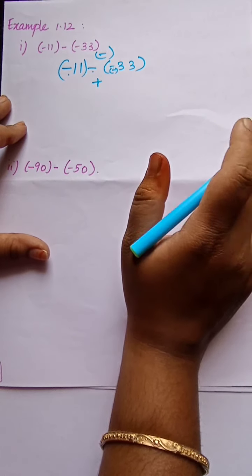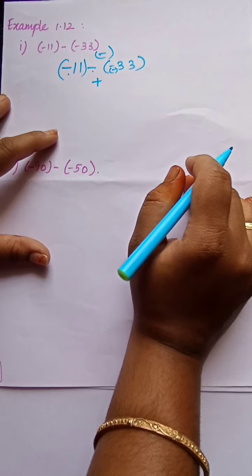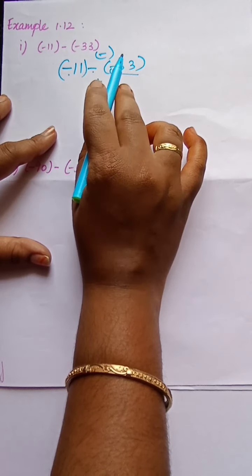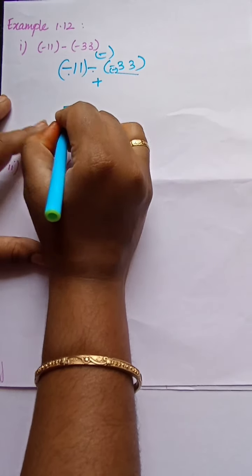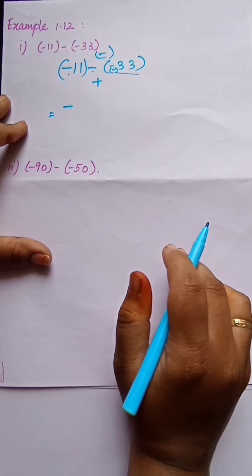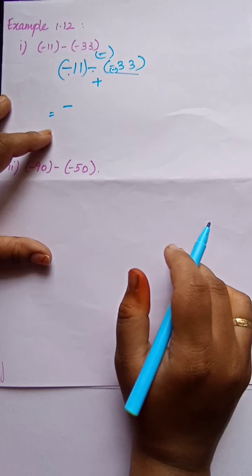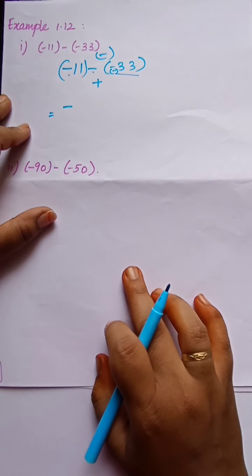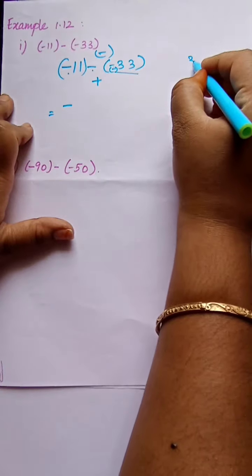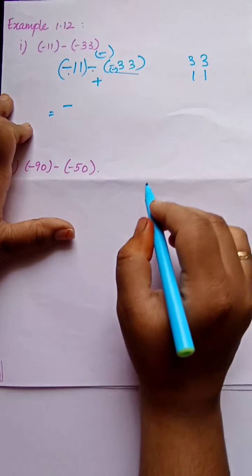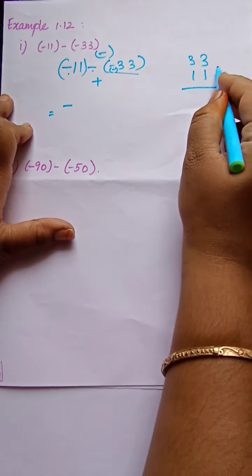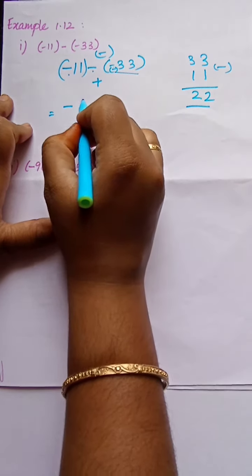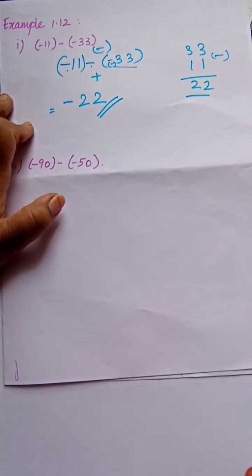Okay, leave it. Next, we have to see the biggest number. The biggest number is 33 here, and 33 contains a negative form, so our answer will also be in negative form. Then we subtract the numbers, that is 33 minus 11. 3 minus 1 is 2, 3 minus 1 is 2, that is 22. So minus 22 will be our answer.